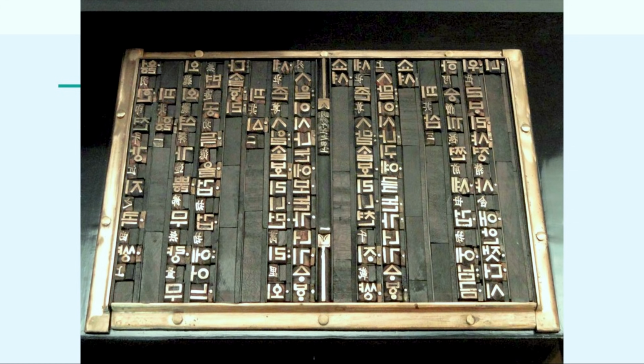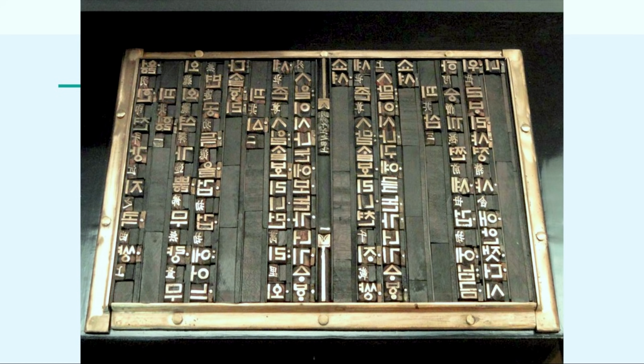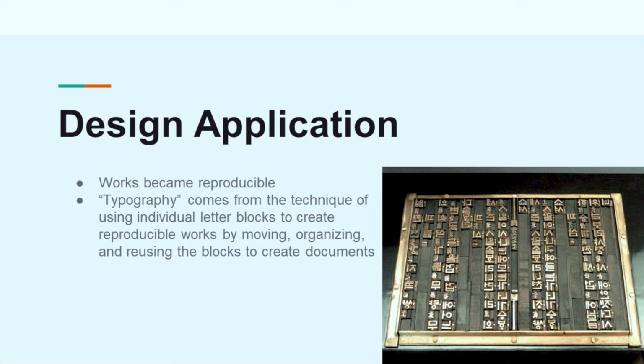And so you weren't trying to store tons and tons of plates. You were instead storing lots of individual letters and sentences and words, and then you could combine them into your own message. Really, this is some of the beginning roots of printing and the ability to do mass production in unique ways, not just print the same thing every time. These works became reproducible, and this is where the word typography comes from. It's the technique of using individual letter blocks to create reproducible works by moving, organizing, and reusing the blocks to create documents.